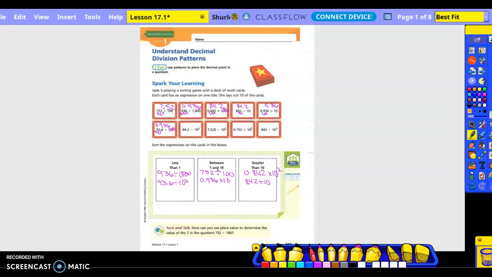Okay. Next one, 10 to the second power is what? 100. So I'm dividing. So do I go left or do I go right? Left. How many places? So where does that go? Next one, 10 to the second power is what? 100. So I'm dividing. So do I go left or right? Left. How many? 2. So it'd be 75 and 20 hundredths. So where does that go?